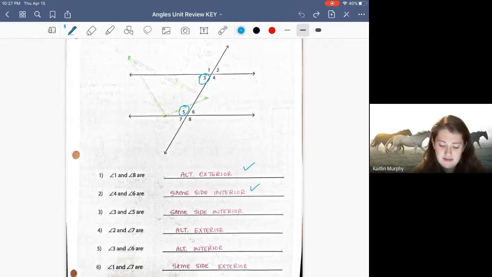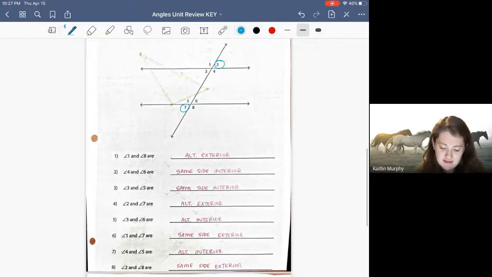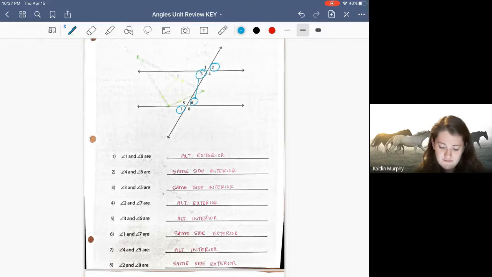Number 2 and number 7 are on the outsides. So those are alternate exteriors because they're on opposite sides. Number 3 and number 6 are alternate interiors. Okay. And not quite last, 1 and 7 are same side exterior because they're on the same side as that transversal. Number 4 and number 5 are interior, alternate interior. And number 2 and number 8 are same side interior.